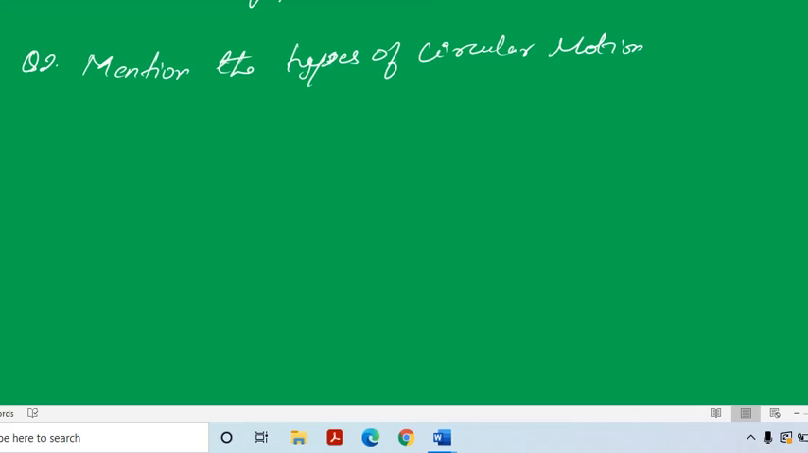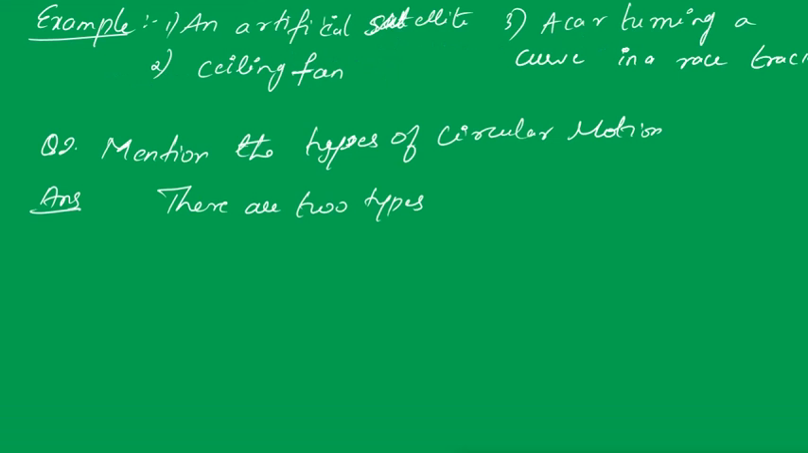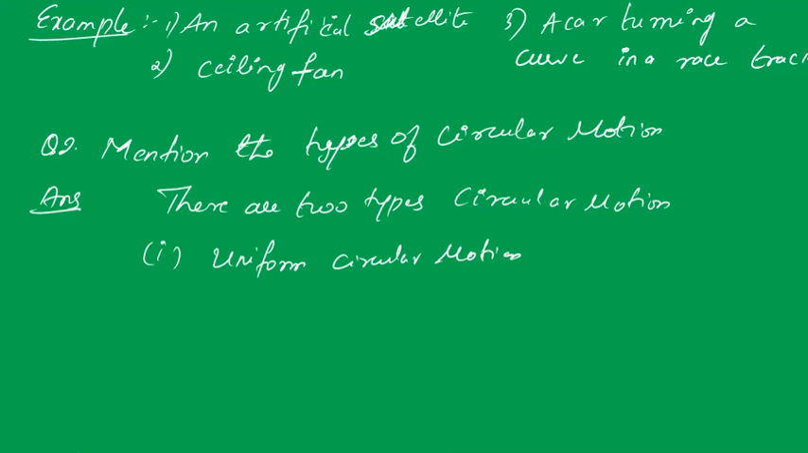Next question, which is important when it comes to B.Ed exams: mention the types of circular motion. Just now we defined circular motion. The next question will be the types of circular motion. There are 2 types of circular motion, which we need to highlight when we are writing the exam. The first one among them is uniform circular motion and the second one is non-uniform circular motion.